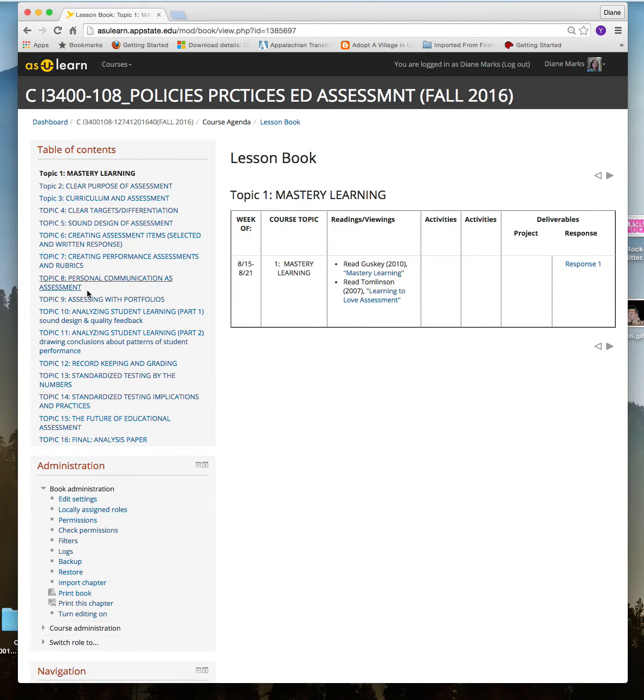Again, you can see there's a table of contents, and each one of these chapters is a week in our semester. It always gives you the date, the topic, and then any readings or viewings, any activities you'll need to do, and then these are the deliverables. What will you need to do for your projects? And then you have a response or a posting that you'll need to do.